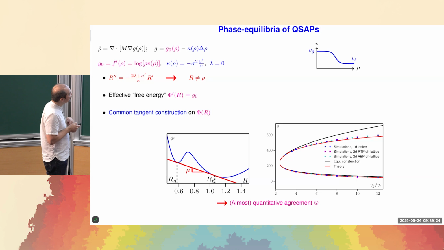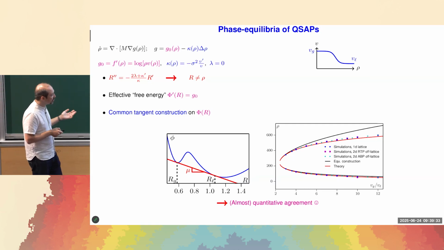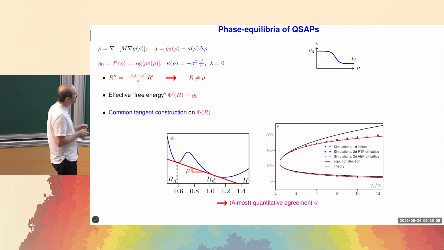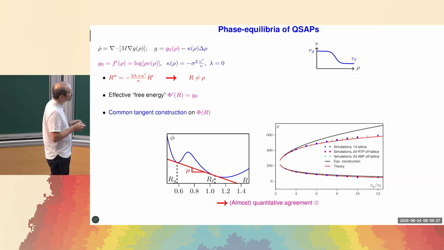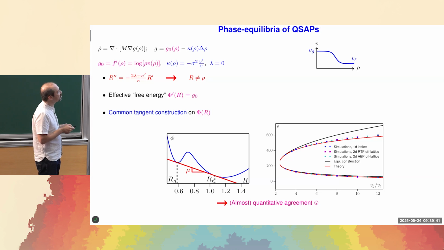So the symbols here are a bunch of microscopic simulations in 1D and 2D, on lattice, off lattice, with run and tumble and active Brownian particles. You see again this universality I was talking about, that is the fact that the hydrodynamic equation is very robust, and you see that all of them give you the same coexisting densities.